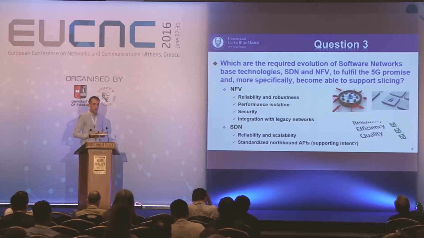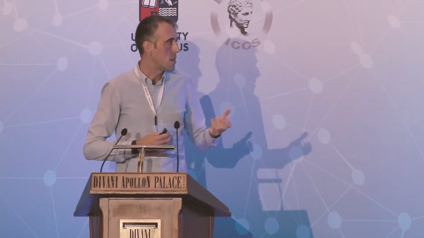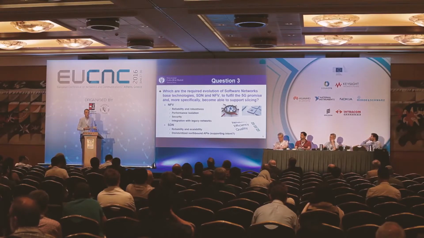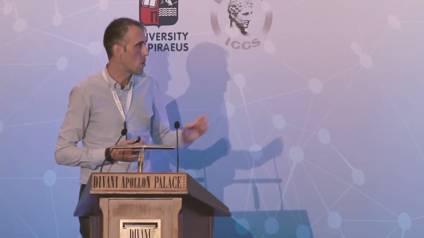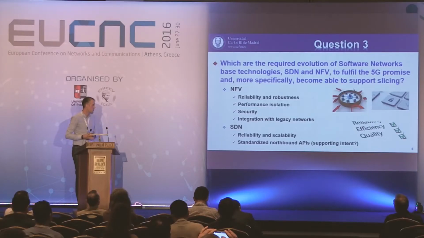Security is always an issue. Again, this is similar to reliability and robustness. The use of software, if properly done, can enhance security a lot. But if poorly done, as we used to do in other environments, like applications that are not dealing with the network service, security will be a huge gap there. So we need to work on how to make use of the software characteristics to improve security. And of course, integration with legacy networks.